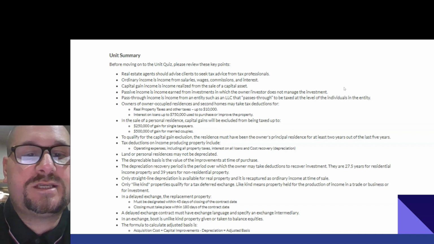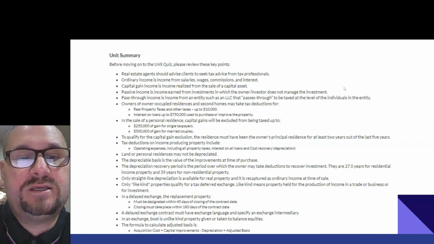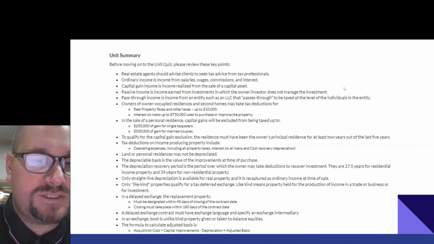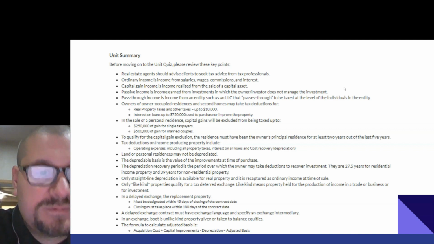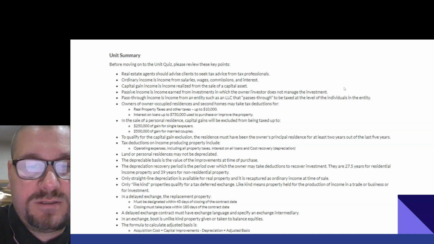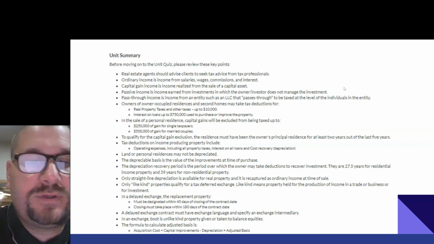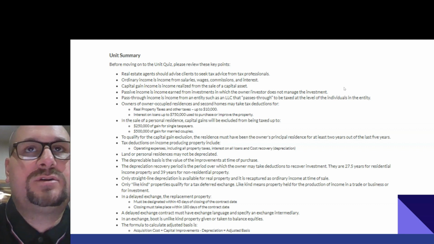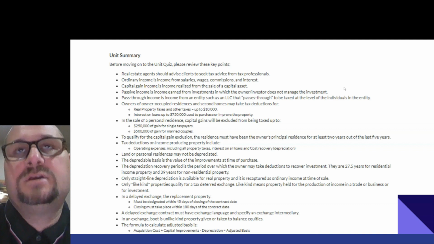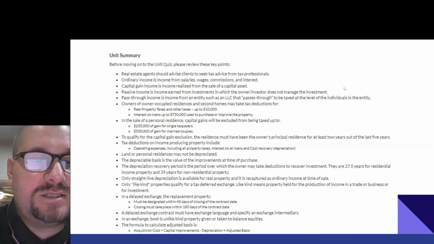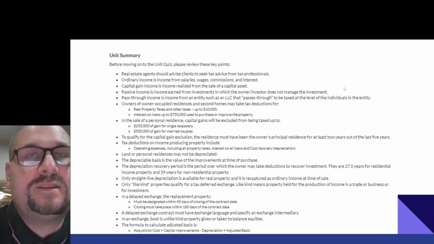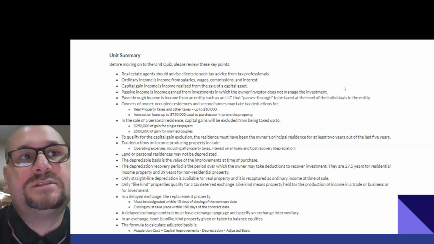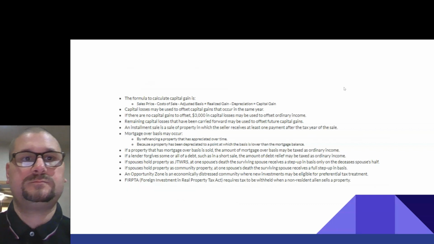The formula to calculate adjusted basis is acquisition costs plus capital improvements minus depreciation equals your adjusted basis. That is your adjusted basis.